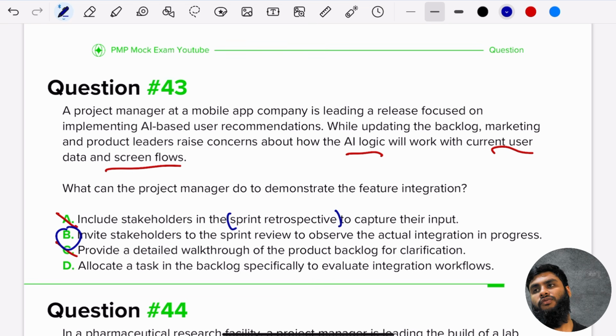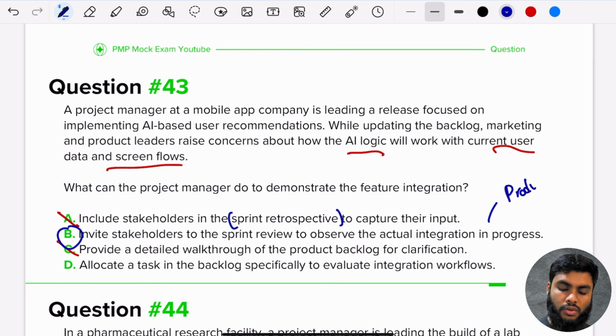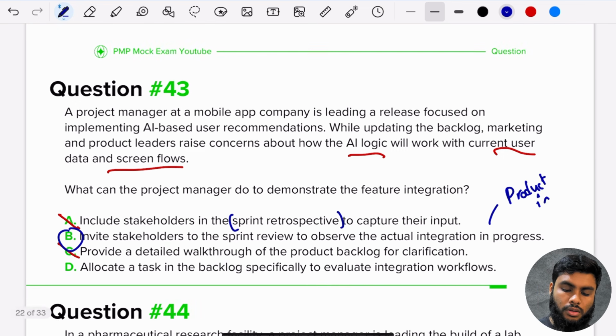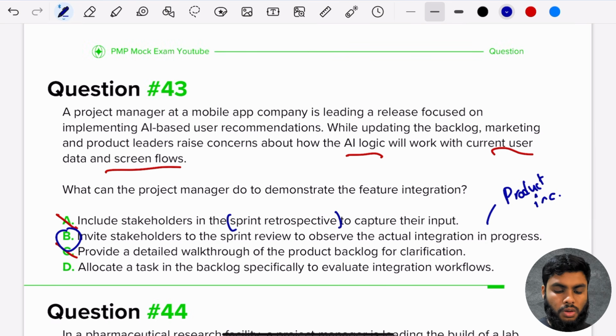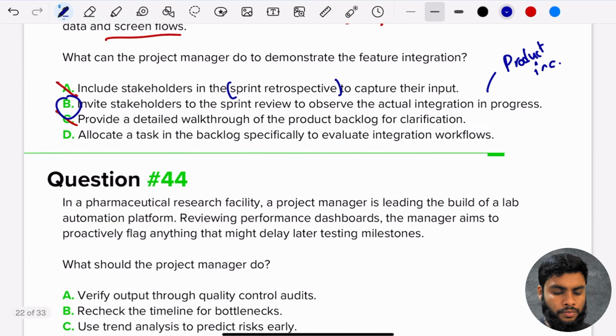Rather, if some people don't understand what's going on, come to the sprint review. Let's show you something because we're going to have our product increment, right? Or some part of the product completed. So come join us. Okay? Awesome.